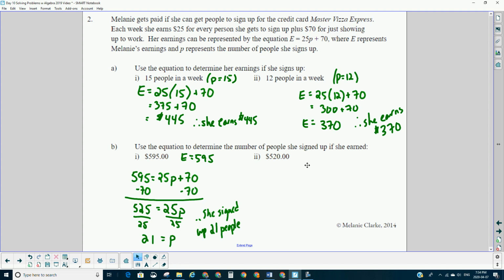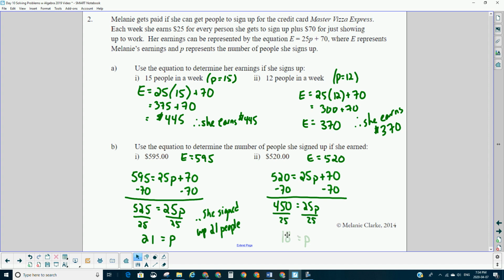This second part here, her earnings is now 520. So it's going to be something less than 21. Plug in the 520, subtract 70 from both sides. We get 450 left over, divide by 25, and this time we get 18. And so she has signed up 18 people.